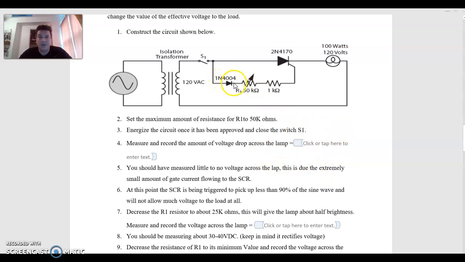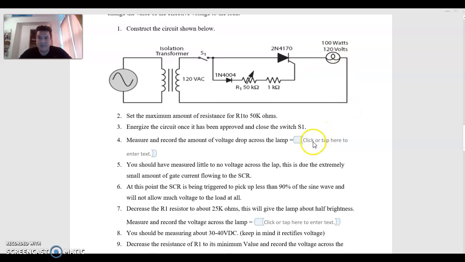With the gate signal being minimized the way it is at 51,000 ohms, we're going to get hardly any signal to the gate, which will barely allow the lamp to glow, if at all. So here we're going to be seeing maybe 10 volts or so across the lamp. You should measure little to no voltage across the lamp. This is due to the extremely small amount of gate current flowing through the SCR.